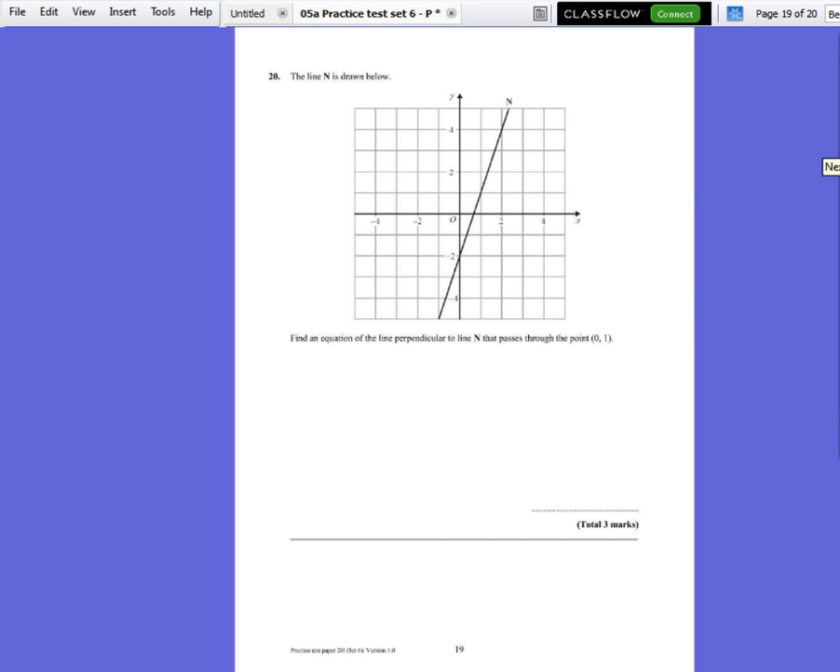Question 20. The line N is drawn below. Find an equation of the line perpendicular to the line N, passing through (0, 1). Well, to get a perpendicular line, we first of all need the gradient of this line. So if we draw a triangle on here between 2 points, it's nice and even. So we've got 3 up and 1 across. So the gradient of N is 3.